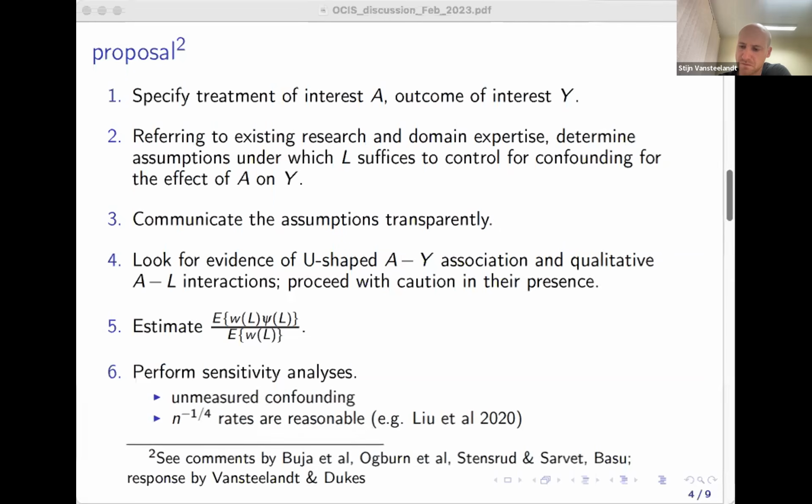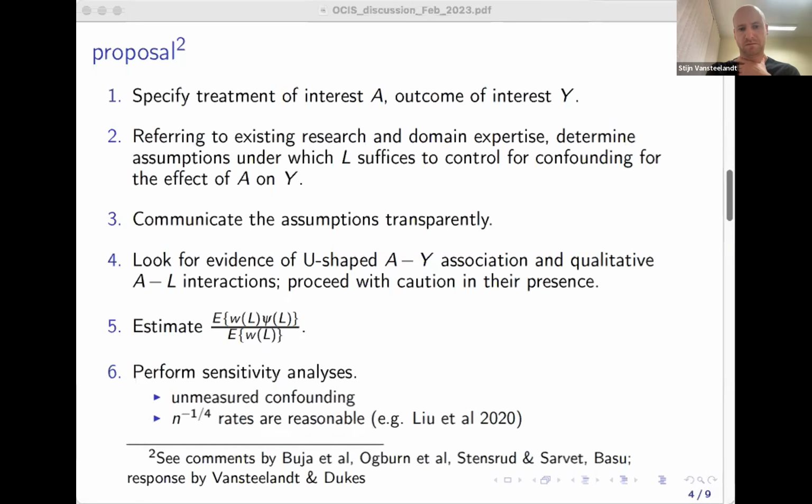I'll come back to this on the next slide, but for now, I would just recommend proceeding with extreme caution if there's any substantive reason, or reasons based on exploratory analyses, to think that effects might not all go in the same direction. Now, step 5 is to estimate Stijn's estimands. And then finally, step 6 is the same as in the standard prescriptive causal workflow, where we perform sensitivity analyses.